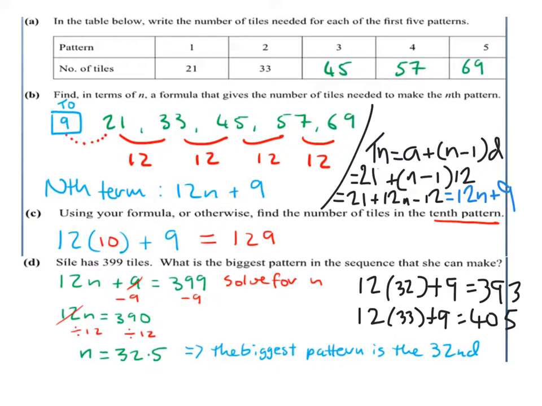But she won't be able to make the 33rd pattern, because 12 times 33 plus 9 is 405. So she needs 405 tiles for the 33rd pattern, and she only has 399. So she does not have enough to make the 33rd pattern, but she does have enough to make the 32nd pattern.